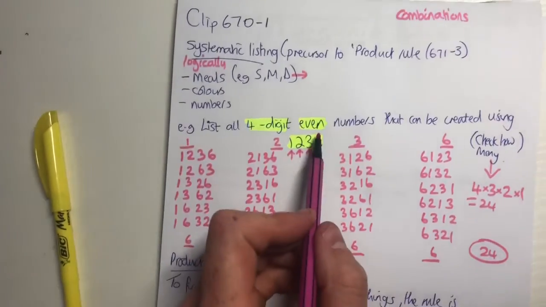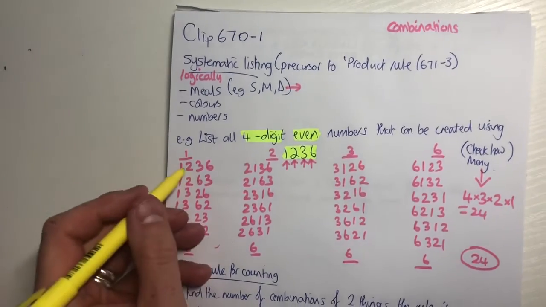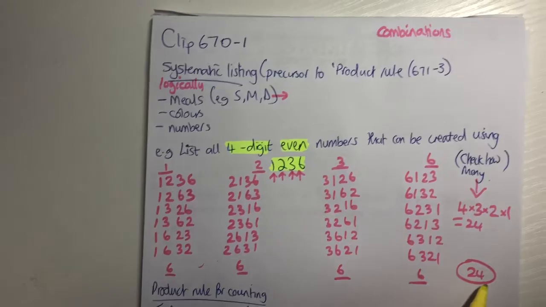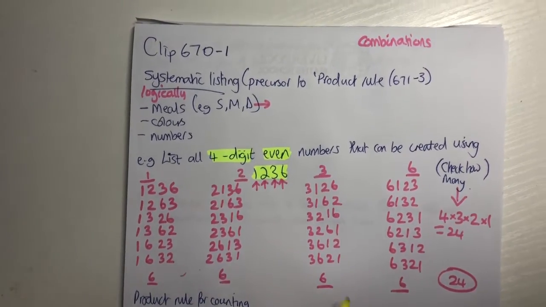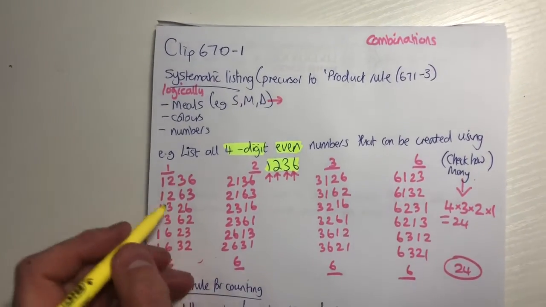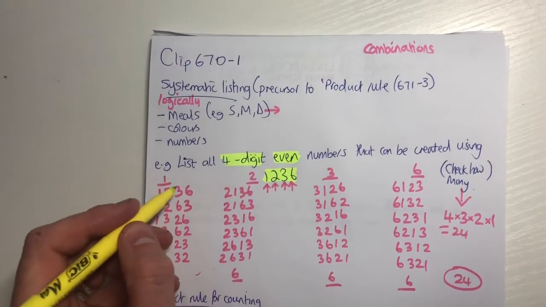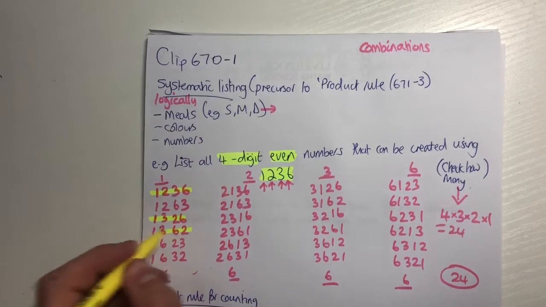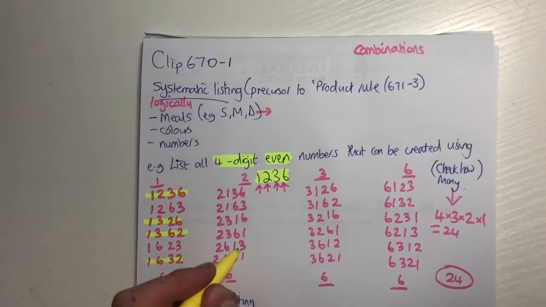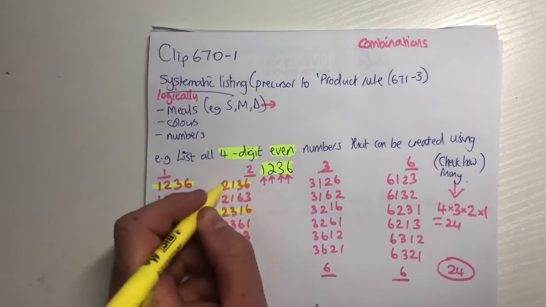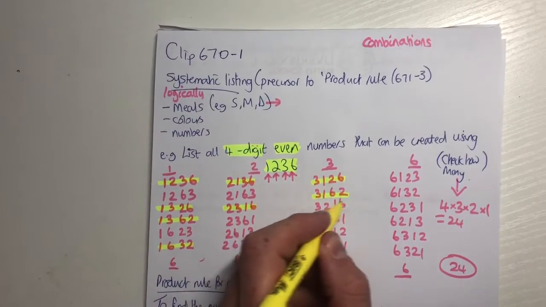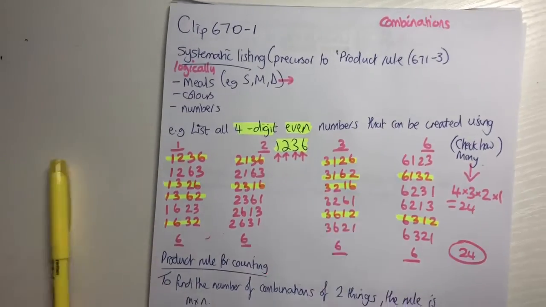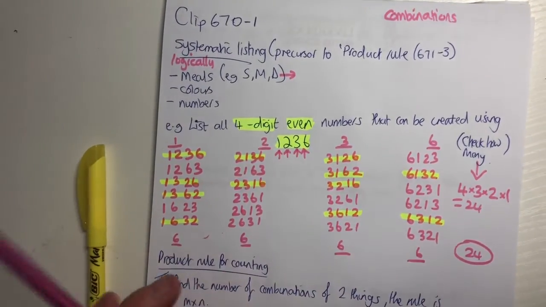Now the question says even numbers. So let's go down and find the even numbers. Now you might be able to go from 24, go, right, I know how many there should be. Theoretically, half of them should be even numbers. So 1, 2, 3, 4, 5, 6, 7, 8, 9, 10, 11, 12. So they're the 12 even numbers that you would write down in the list.